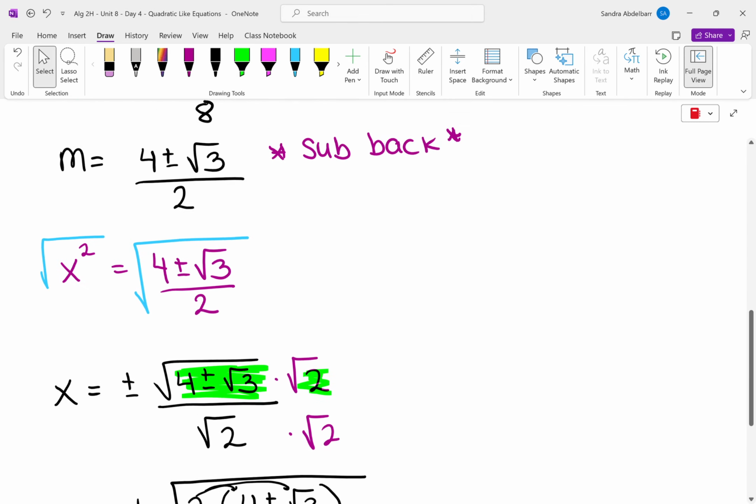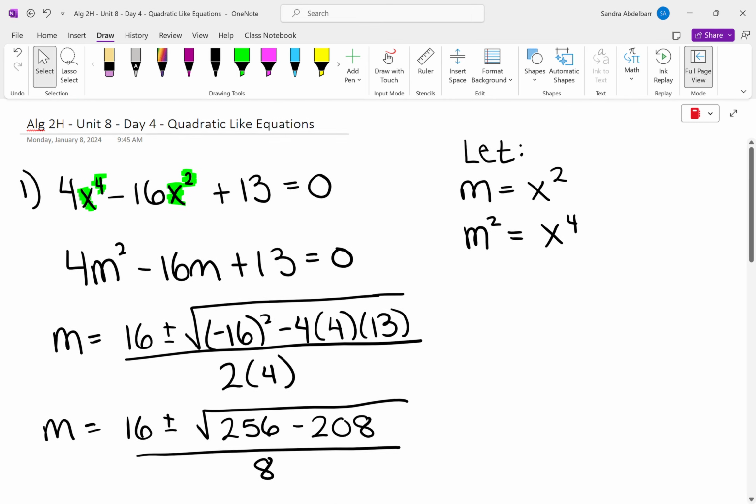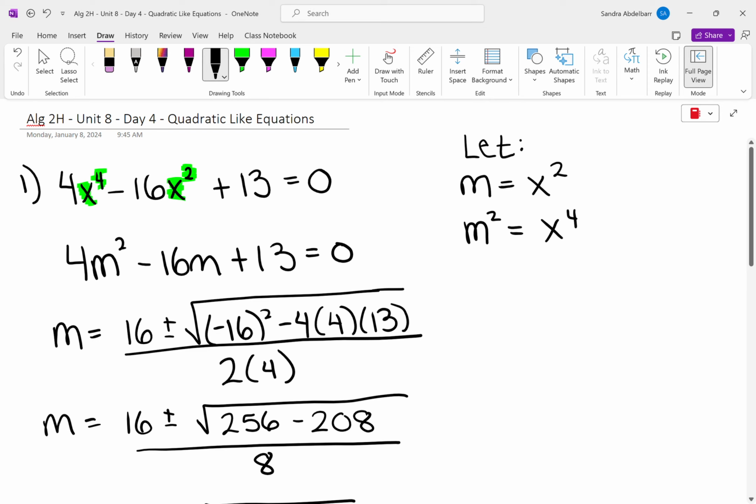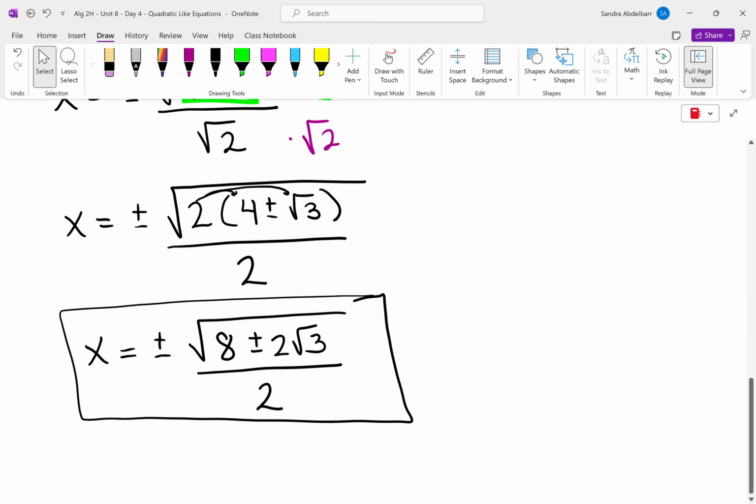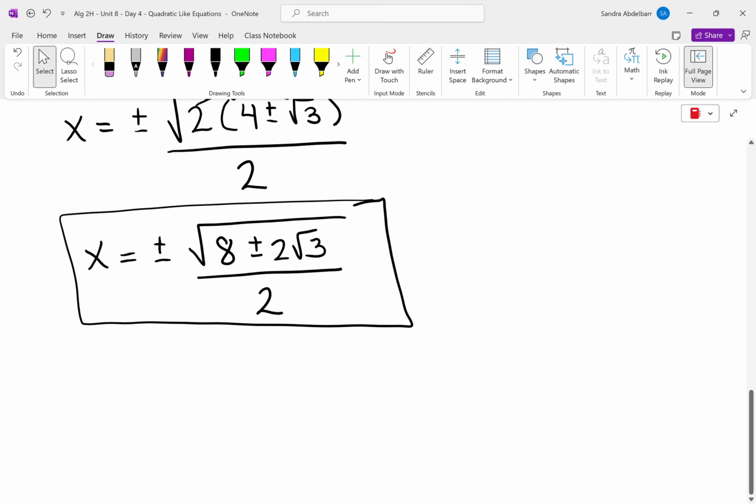All right, question for you. Back to my original, what was the degree of this polynomial? Wasn't it 4? That tells me I should have 4 solutions once I solve for x. Do I have 4 solutions? Yes, because we have 2 sets of plus or minus, so that counts as 4 altogether.